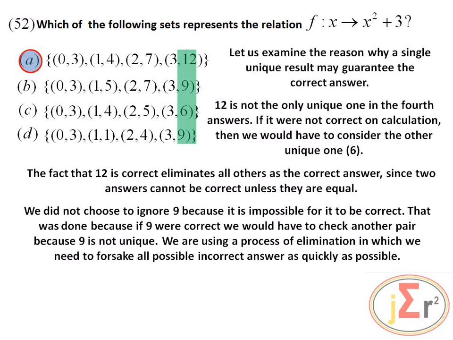So we choose to examine 12 because it is unique. And if it is correct, it would have eliminated every single other option as being correct. We are using a process of elimination in which we need to forsake all possible incorrect answers as quickly as possible. So we are ignoring every single one that has a chance of being incorrect. Those are the ones that we are ignoring. We cannot have two answers being correct if they are different.